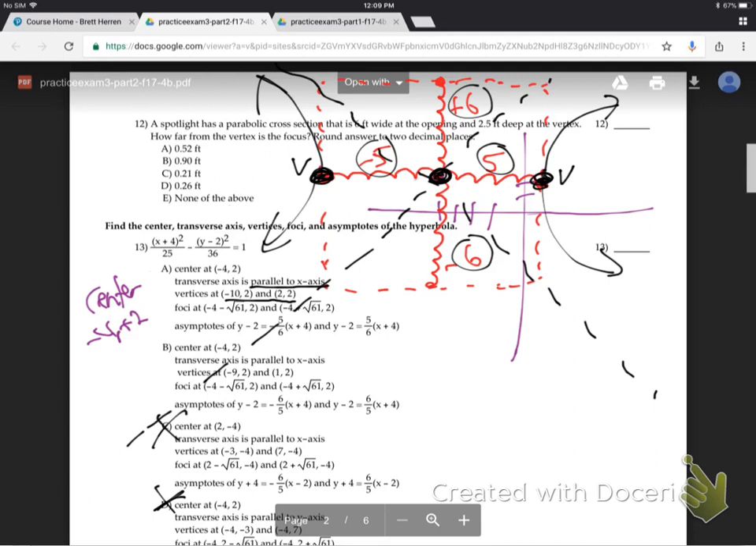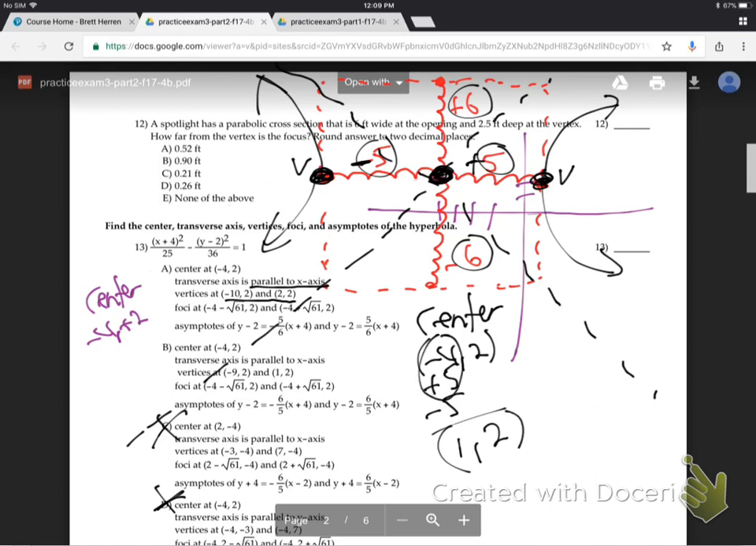Let's find the vertices. You've got to take the center point, which is negative 4, 2, and then go 5 to the right and 5 to the left on the x-coordinate. What do you get? 9, 2? No. 1, 2, right? Negative 4 plus 5. Y'all with me? Am I going too quick? And then negative 4 minus 5 is negative 9, 2. Those should be the two vertices: negative 9, 2 and 1, 2.